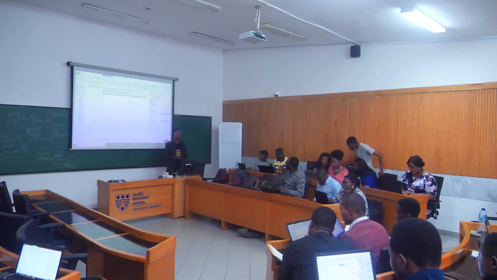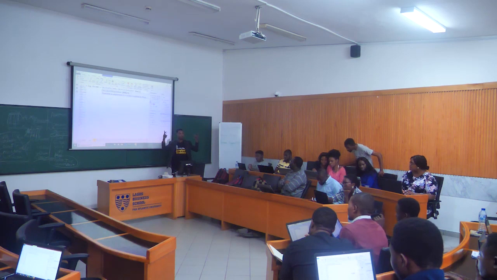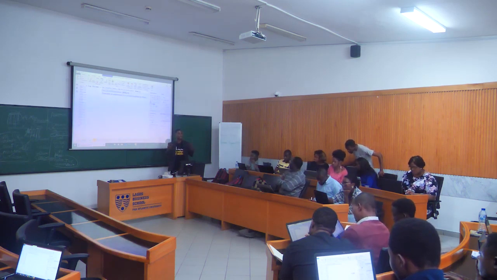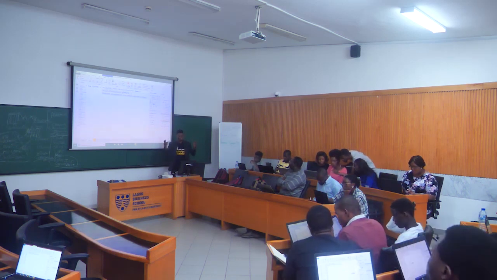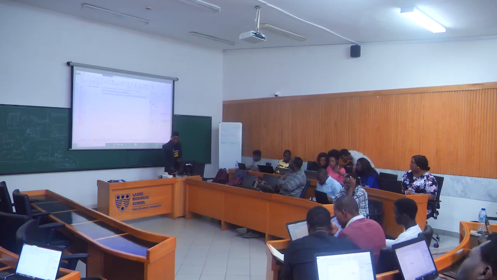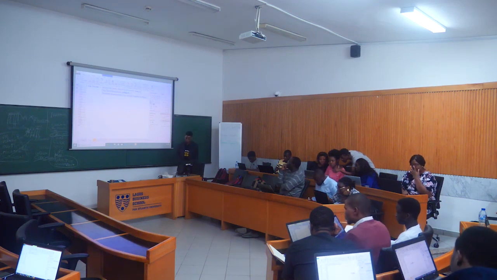But remember, we are typing a text. Anytime you are typing a text inside a formula, what will you do in Excel? You put what? A double quote, right? Whenever you are typing a text inside a formula, to specify to that function that this is a text, you put it in a double quote. So open your double quote. Have you done that? So now type income.